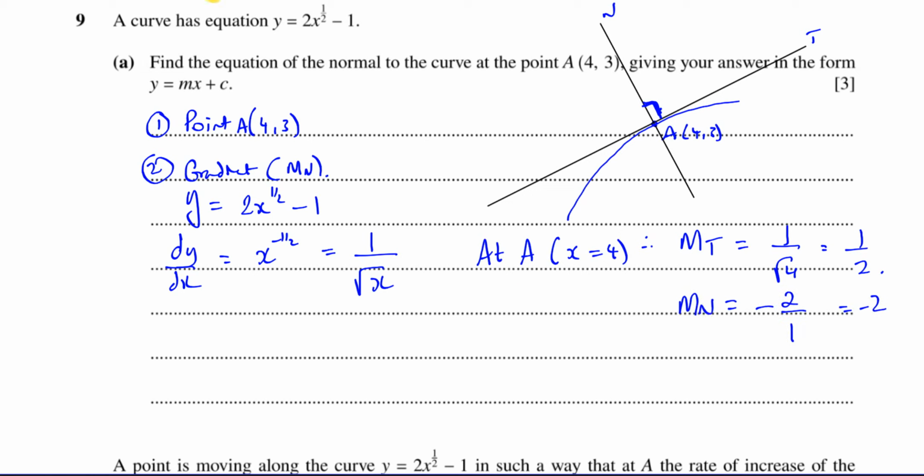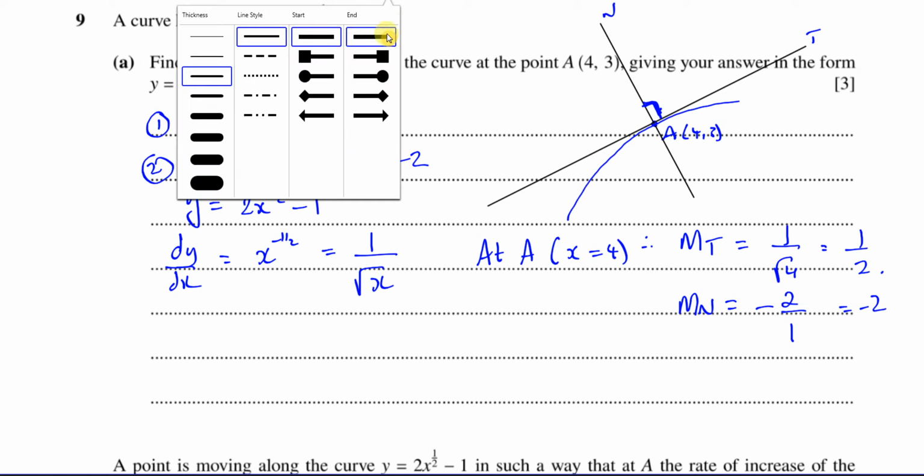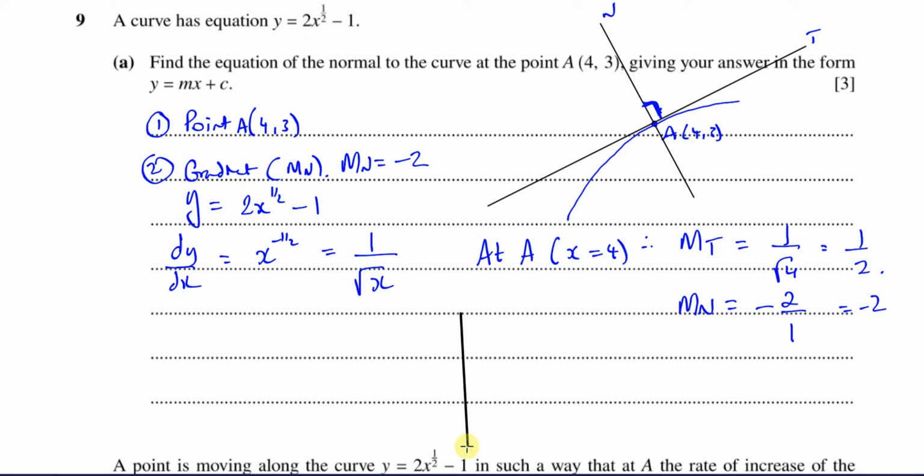Now I know that the gradient of the normal is negative 2, and I know it goes through the point A. Most students do it in a particular way. I'm going to show you both ways: the way I'm trying to push my students to use and the way that they're used to using from IGCSE.